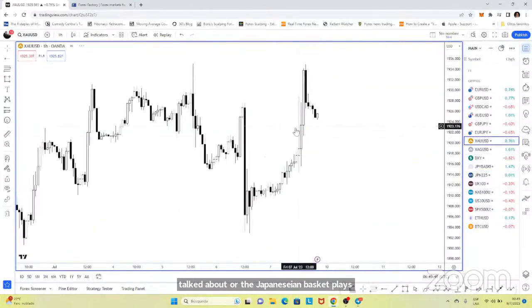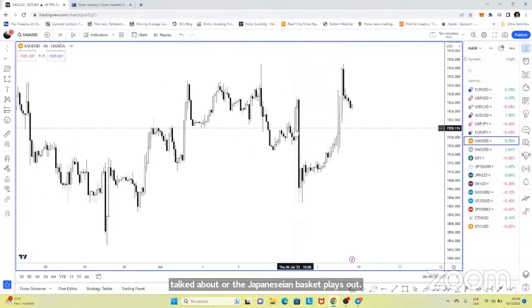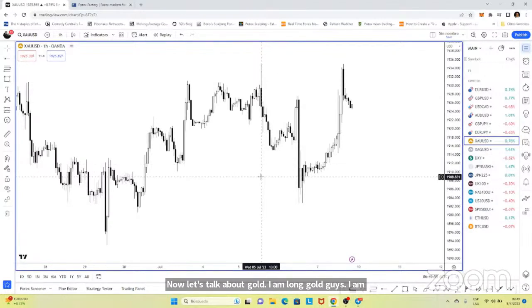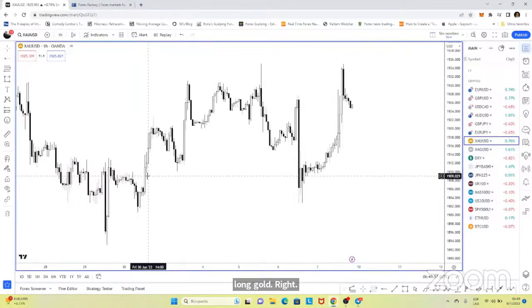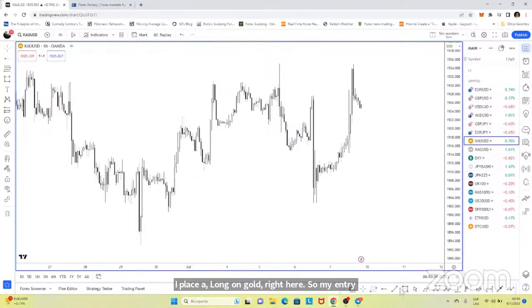Now, let's talk about gold. I am long gold, guys. I am long gold, right? I placed a long on gold right here. So my entry was on the hourly chart, right?